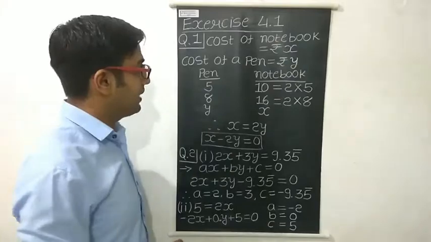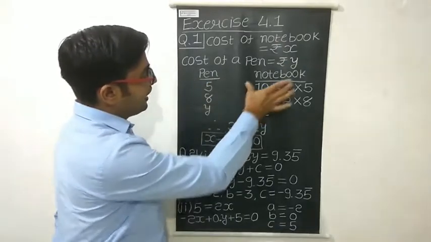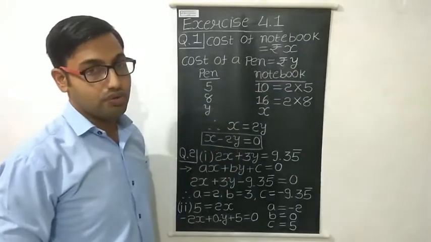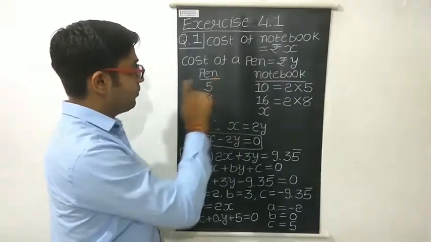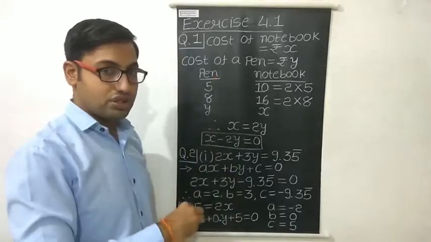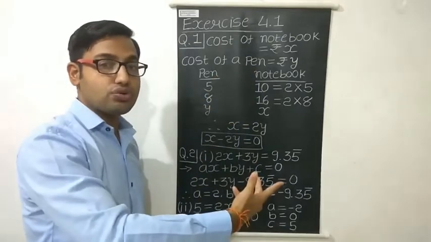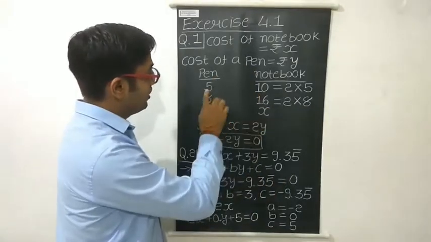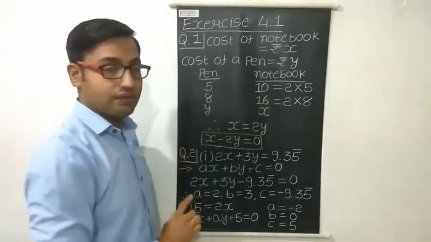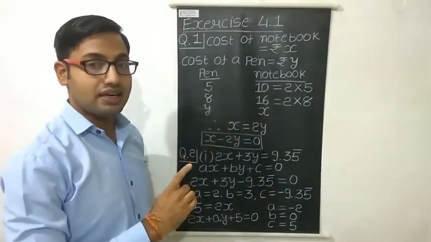Let us understand by taking some examples. This is the supposed cost of the pen and this is the cost of the notebook. If the cost of the pen is 5 rupees, then according to the situation given in the question, the cost of the notebook is twice the cost of a pen. Twice means double. So the double of 5 is 10. So the notebook cost we can write down as 10.